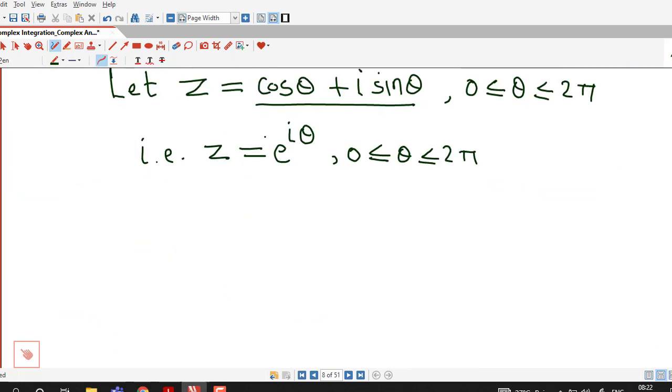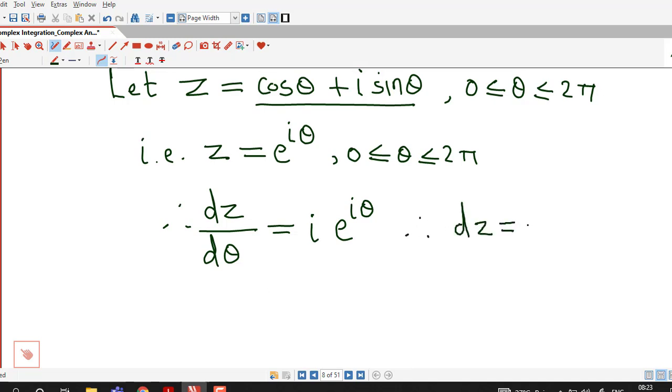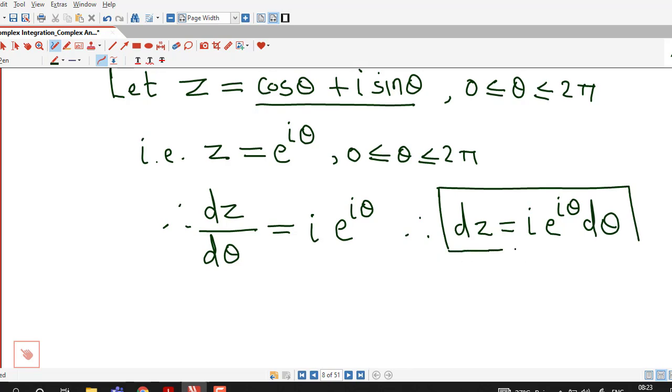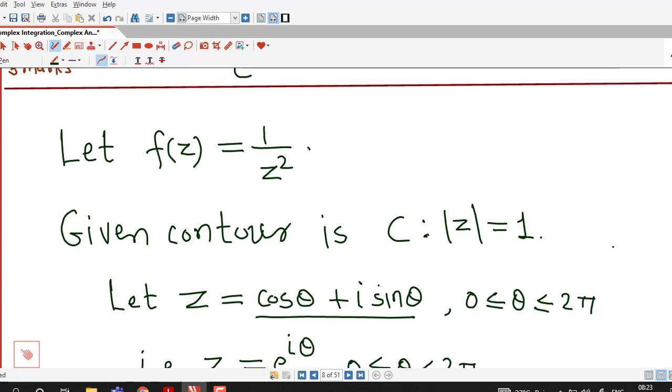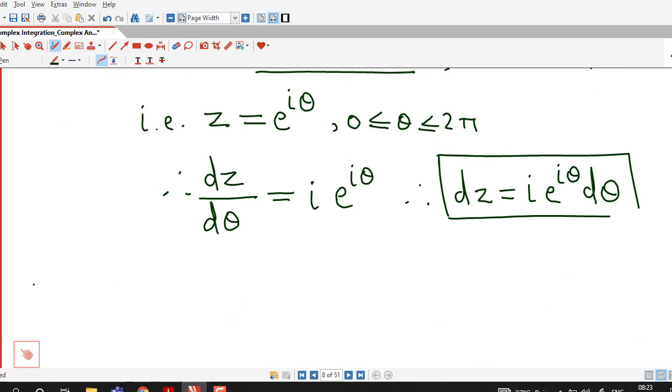So for that we differentiate this z with respect to theta. So dz by d theta is derivative of e raised to I theta, which is e raised to I theta times I. Therefore dz becomes I times e raised to I theta multiplied with d theta. So dz will be replaced by I times e raised to I theta d theta, and we also express f of z in terms of theta.